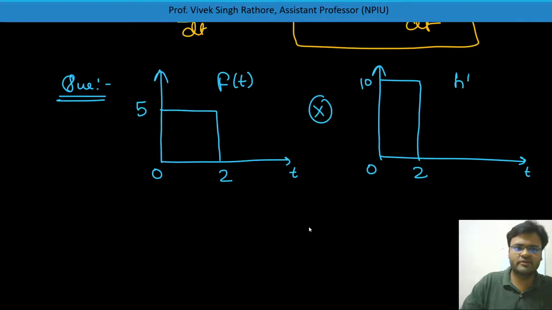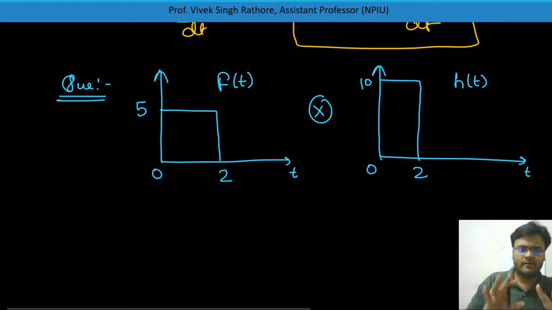This is your h of t. Now you have been asked to convolve these two signals. Earlier, you used to reverse your h of tau, then shift it and multiply, and you'll get something continuous, a ramp, because both signals are constant. Okay, that is fine. Now the easiest way we can do it.